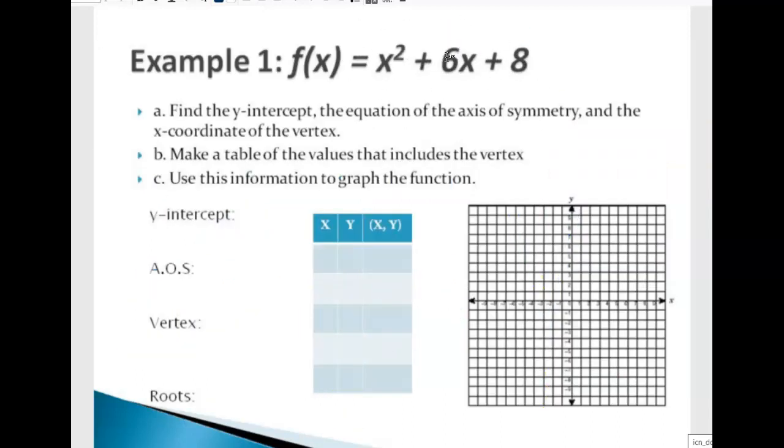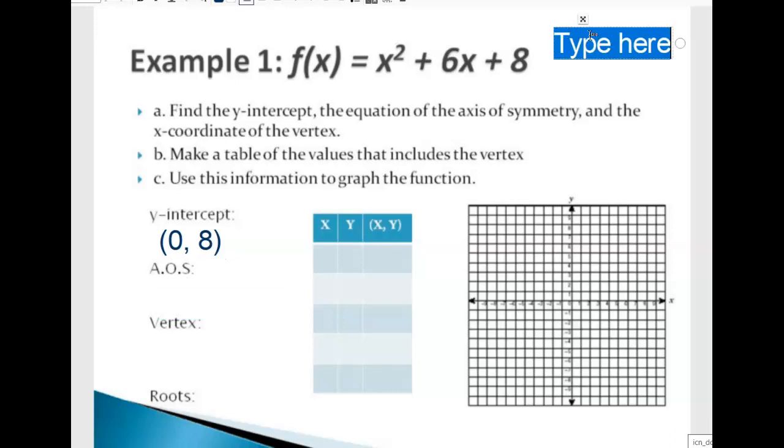If a graph is a little bit more difficult and you can't necessarily see your roots without the graph being given to you, then we can find our graph. So this is in standard form. The y-intercept is c, so I know I have a point at 0, 8.